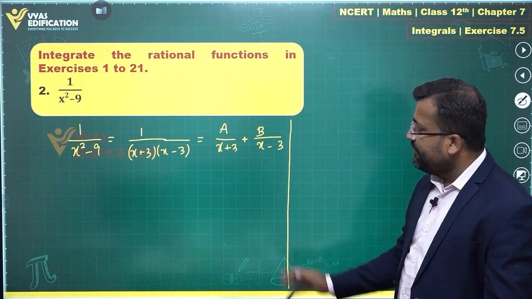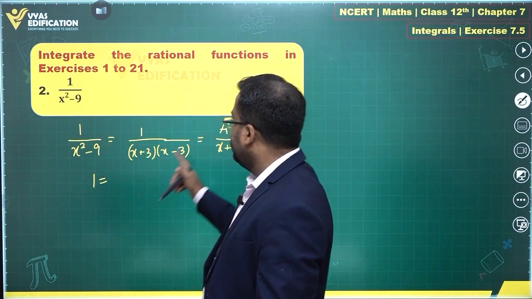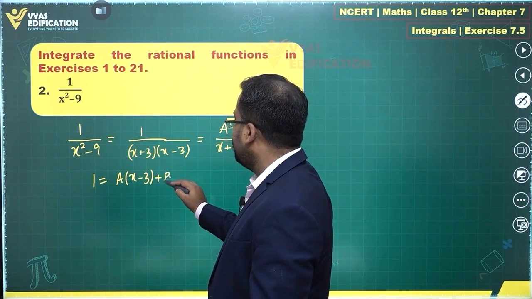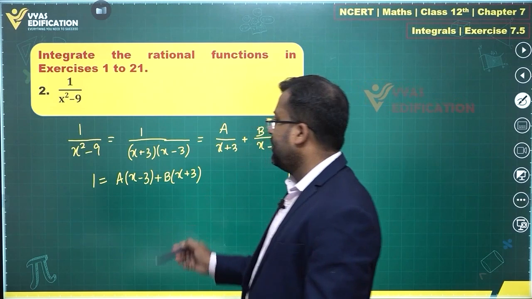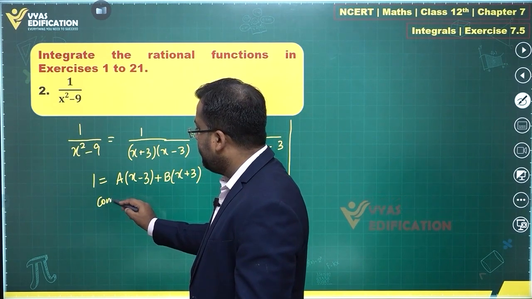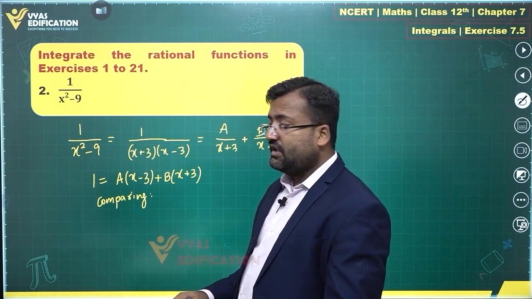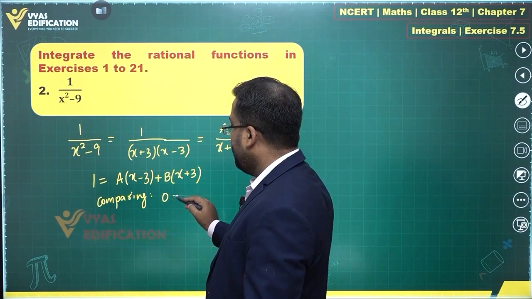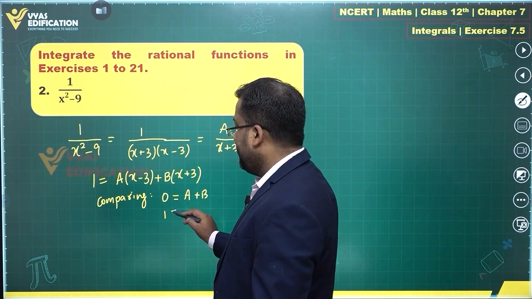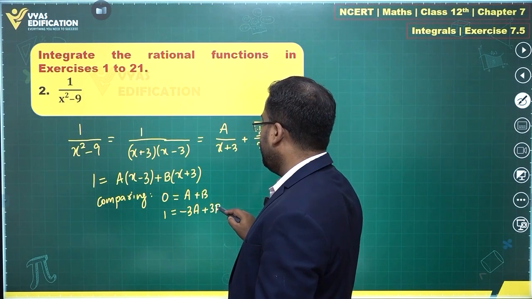What will be the values of A and B from here? A and B can be found with the help of comparison of numerators. 1 over here in the numerator is equal to A times (x minus 3) plus B times (x plus 3), as you can clearly observe. And now by simply comparing the coefficient of x and the constant term, the coefficient of x is A plus B. On the left hand side it is 0 and here it is A plus B. Moreover, the constant term 1 is equal to minus 3A plus 3B.